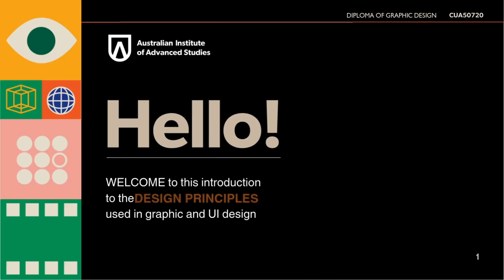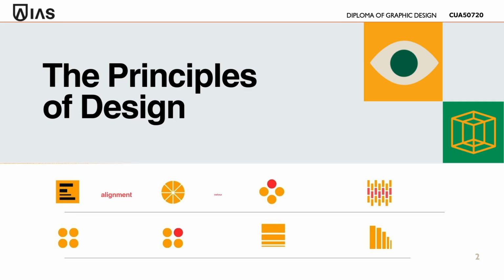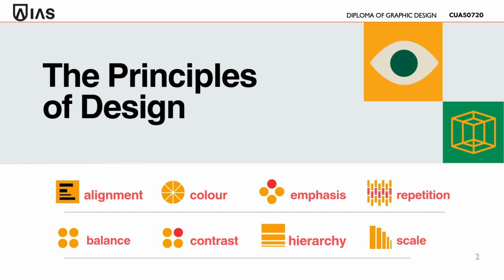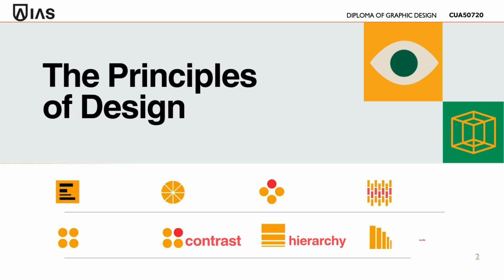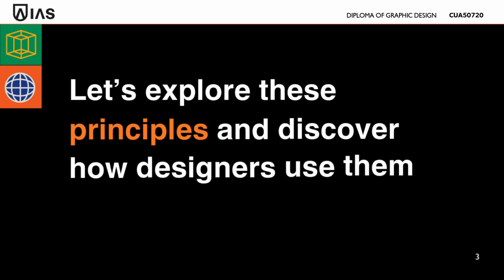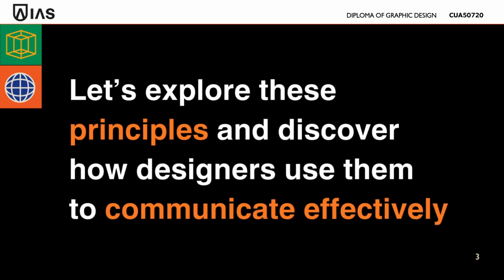Hello, and welcome to this introduction to the design principles we use in graphic and UI design. The core principles of design are alignment, balance, color, contrast, emphasis, hierarchy, repetition, and scale. Let's explore these principles and discover how designers use them to communicate effectively.